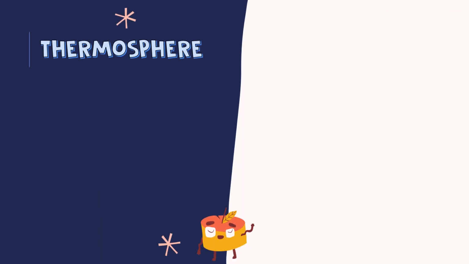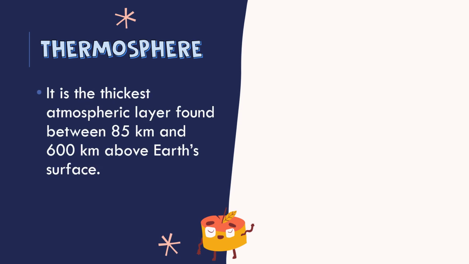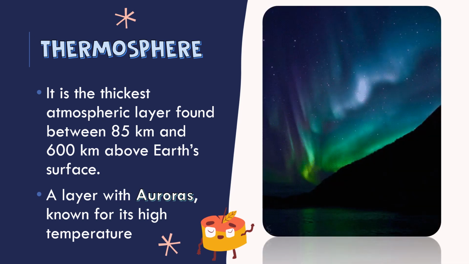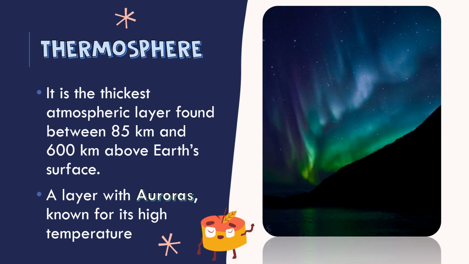Next is the thermosphere. The thermosphere is the thickest atmospheric layer found between 85 kilometers and 600 kilometers above Earth's surface. Have you ever heard of the auroras or northern and southern lights? Well, they happen to occur here in this layer because of its high temperature.